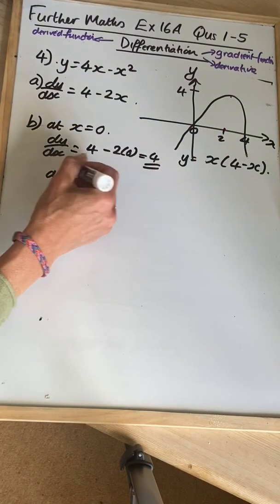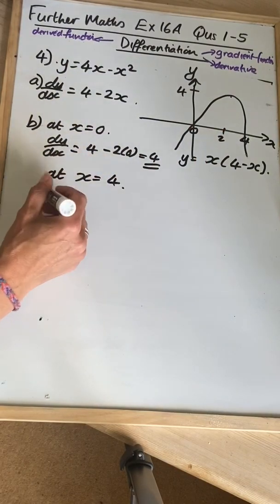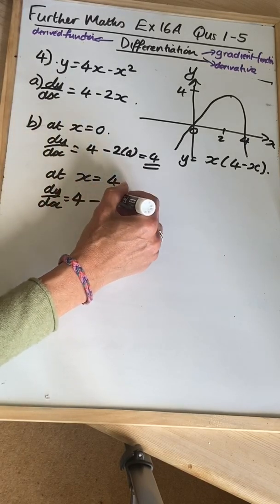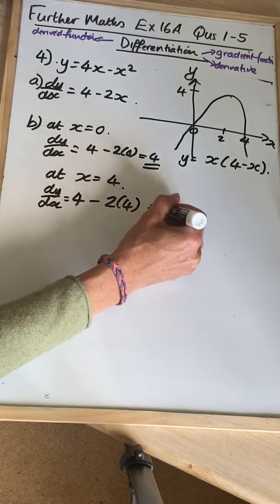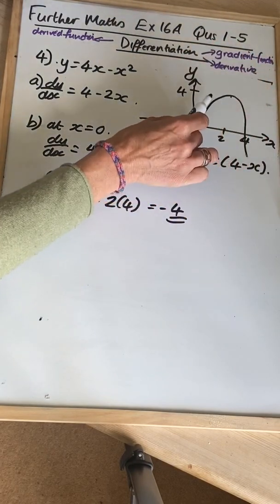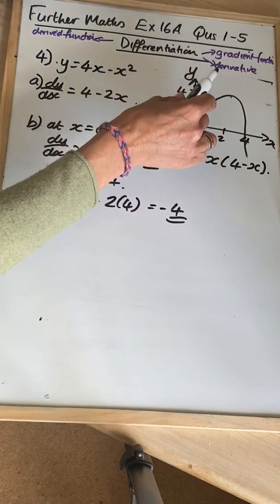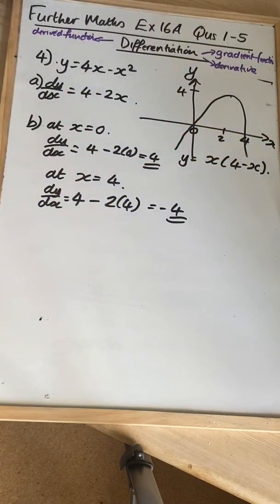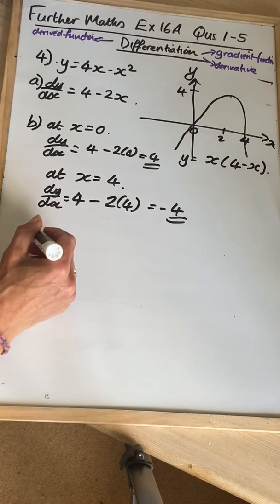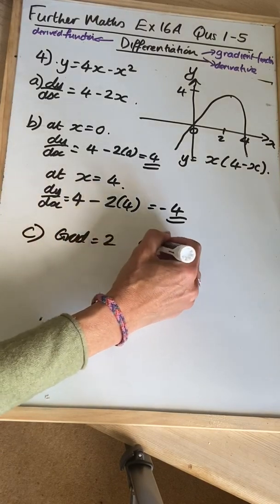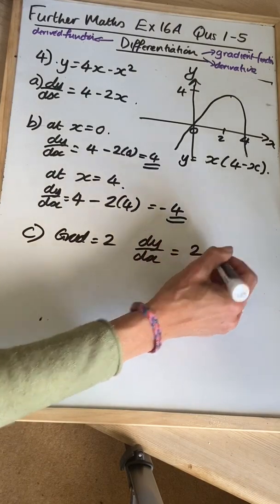And then the other point is at x equals 4. That's going to give us 4 minus 2 times 4, which is minus 4. And that sort of also makes sense. This is a symmetrical graph, so where we've got the graph going through the axes at a positive gradient that way, it's going to be the same gradient but negative the other way. Obviously it doesn't look like it from my rather rubbish drawing. Where is the gradient equal to 2? So the gradient equals 2, and dy by dx equals 2.